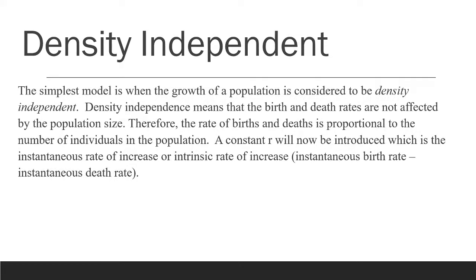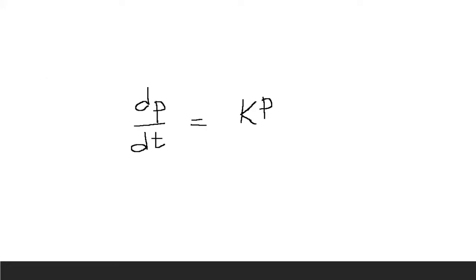The simplest model is when the growth of a population is considered to be density independent. Density independence means that the birth and death rates are not affected by the population size. Therefore, the rate of births and deaths is proportional to the number of individuals in the population. A constant r will now be introduced, which is the instantaneous rate of increase or intrinsic rate of increase, such that dN = rN, or dN/dt = rN.